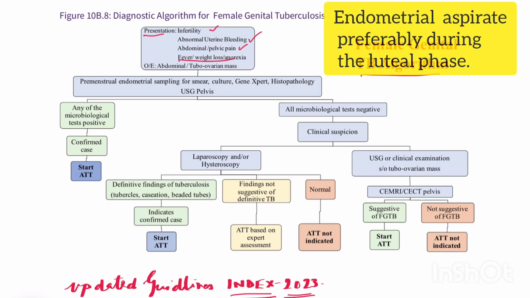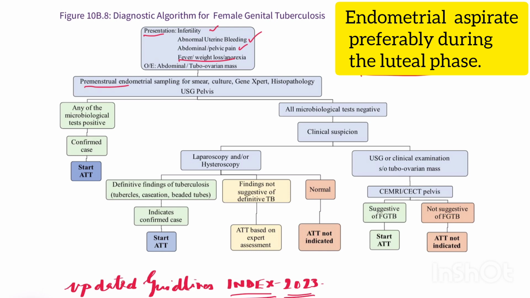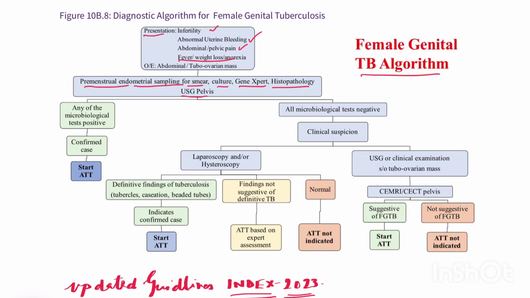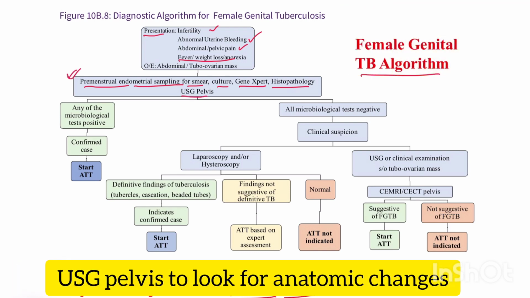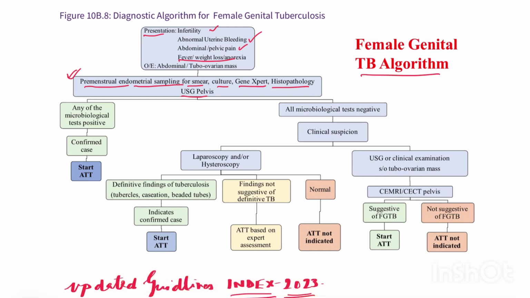All right. So to proceed further, we have to do a premenstrual endometrial sampling for a smear. We have to do an AFB culture, GeneXpert, histology, and ultrasound pelvis. This is the important investigation we have to do for all these patients who are having suspected female genital tuberculosis. And if all the microbiological tests are negative and our clinical suspicion is high, in that situation we can establish a diagnosis based on either USG, clinical examination, or laparoscopy or hysteroscopy.